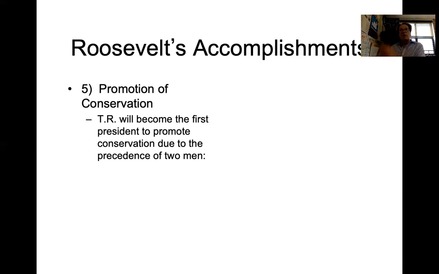And we'll talk a little bit more about conservation in a moment. But what we need to also understand and recognize is who is responsible for motivating Roosevelt to really be that first president. That's why Roosevelt's the first of our progressive presidents, because he's thinking outside the box. No president before him ever promoted conservation. So this is due to two individuals, not two presidents, two individuals.